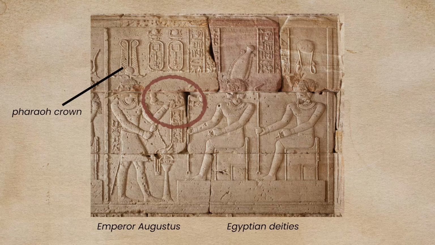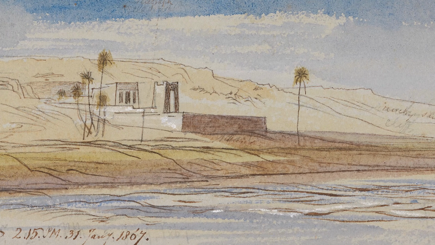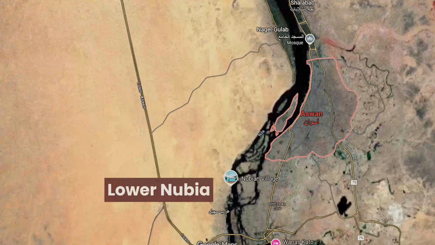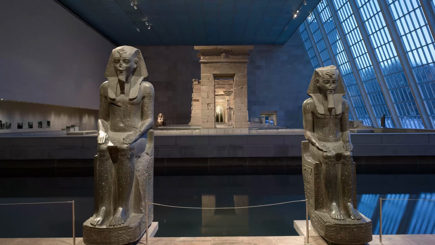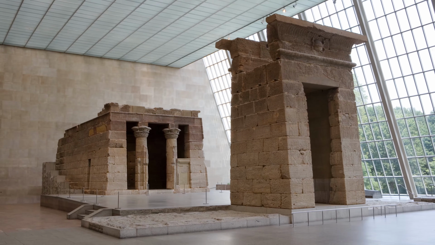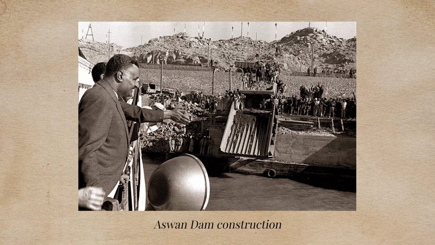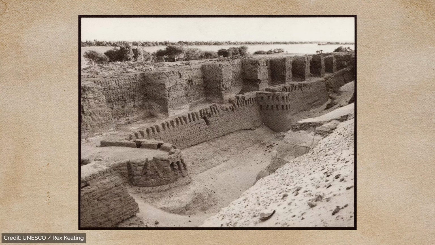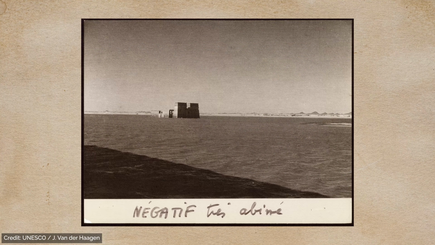When the Temple of Dendur was first built, it was located on the west bank of the Nile River in Lower Nubia, which is south of modern-day Aswan in Egypt. Today, it is currently located and on view at the Metropolitan Museum of Art in New York City. You might be wondering, what happened? Construction of the Aswan Dam was built to mitigate the annual flooding of the river, and it forever altered the landscape and way of life of those living in the region. Many archaeological sites and modern-day communities within Lower Nubia were flooded with water and are now located under Lake Nasser.